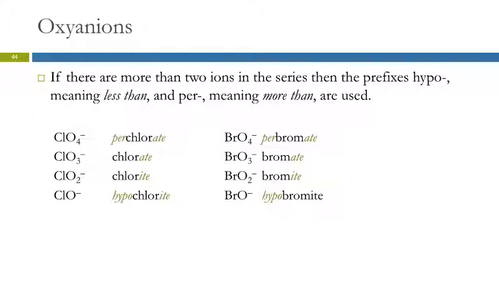Some elements form a series of 4 ions. And then we use the prefixes hypo, that means less, and per, that means more. So chlorine, here's chlorate. That was on your list to memorize, ClO3 minus. Chlorite has 1 less, and hypochlorite has 1 less than the chlorite. Perchlorate has 1 more. Bromine and iodine follow the same pattern.